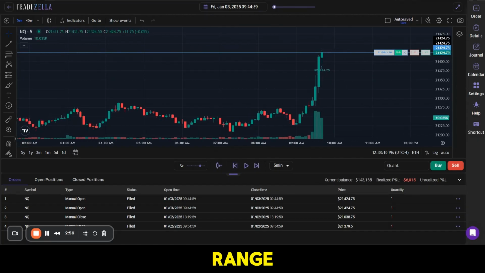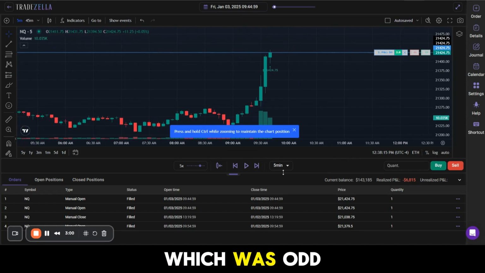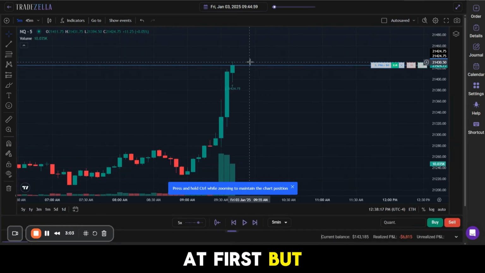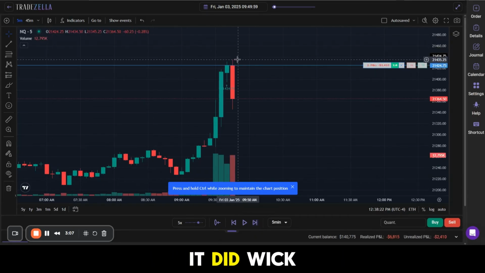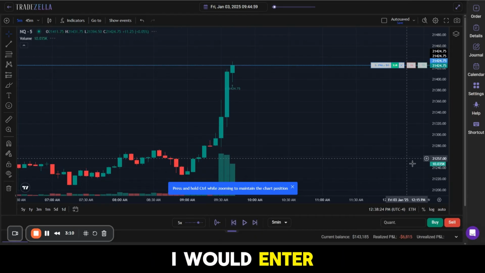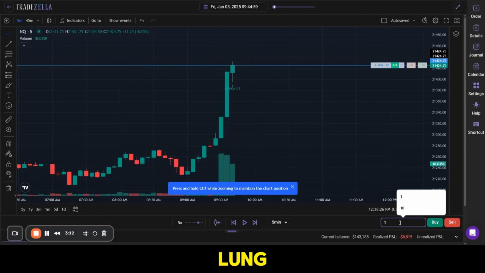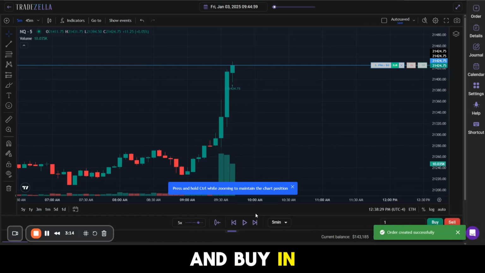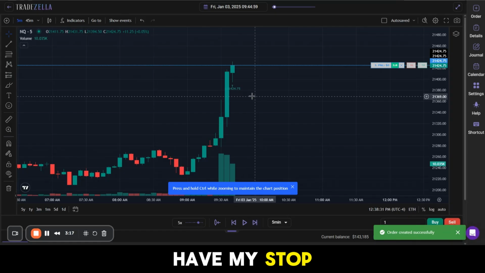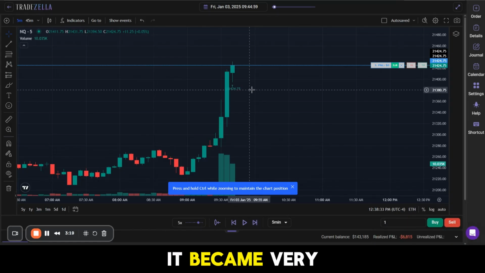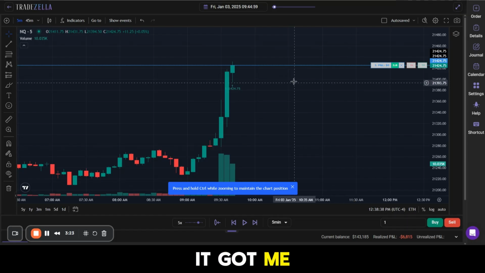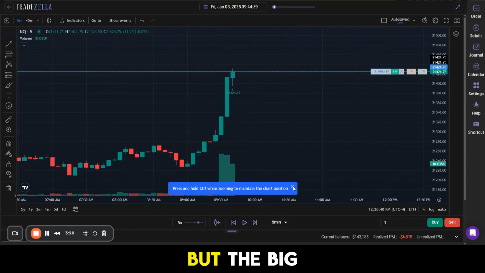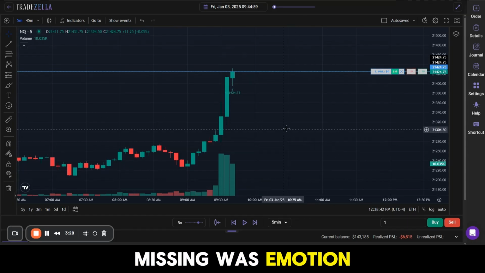So this would be the opening range. You do have to set it to 1 second less or it messes the bars up, which was odd at first. This is the top of the range. I would go 1 candle farther and say, okay, it did wick through. So for me, I would enter on the long and buy in. And then I'd have my stop. Again, this is where it became very discretionary, no real system. But at least it got me to look at real P&Ls. The big thing that was missing was emotion and enough data.